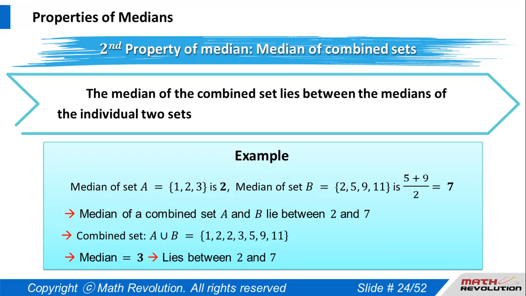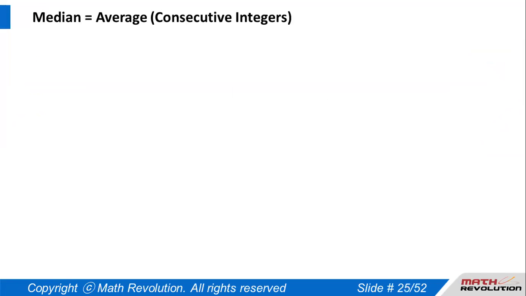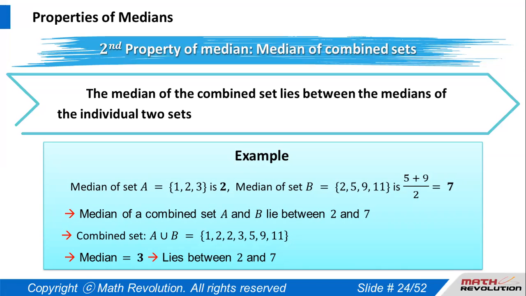Now, if I combine both the sets A and B, I take a union, but I don't repeat numbers that are in both. So we get 1, 2, 3, 5, 9, 11. But because frequency does matter here, it's not just 1, 2, 3, 5, 9, 11. It would be 1, 2, 2, 3, 5, 9, 11. I cannot remove or neglect a data value. So in total, my median happens to be 3, and that 3 lies between 2 and 7.